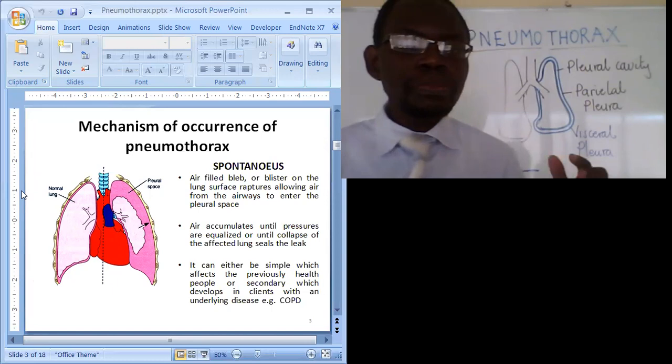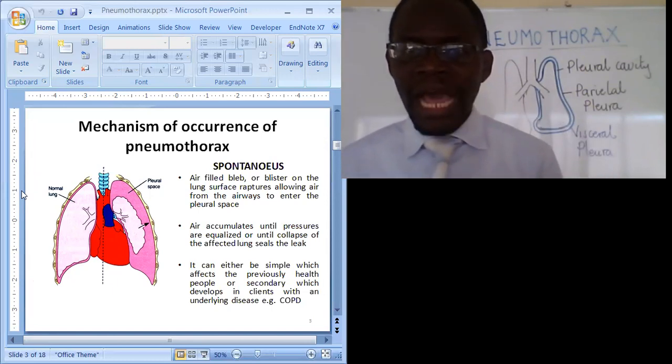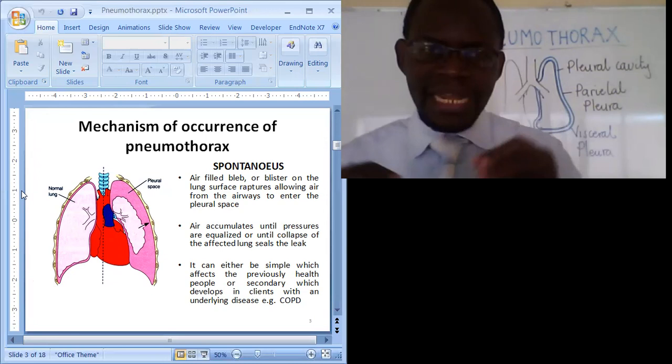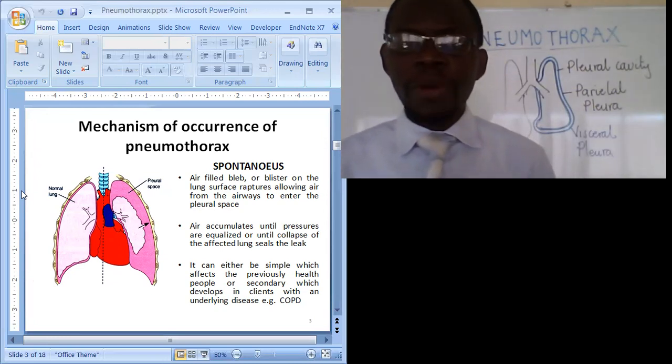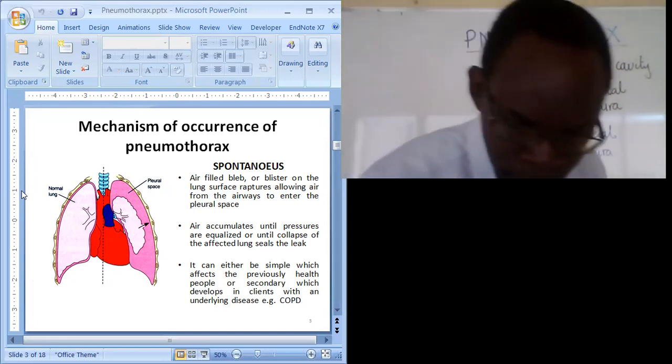Now, with spontaneous, basically, as we say, the word spontaneous means it occurs by itself, yeah? It occurs by itself and suddenly. Now, what actually happens with the spontaneous pneumothorax is that an air-filled bleb or blister in the lung basically ruptures, allowing air from the airways to enter the pleural space. This is what we mean.